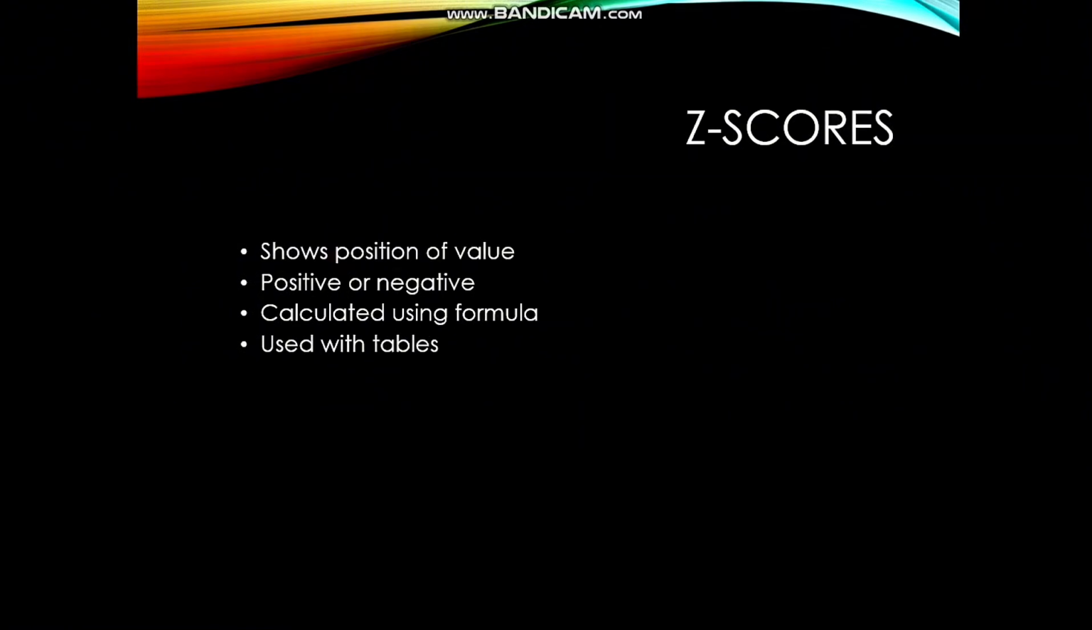To do this, we use the z-score. A z-score shows how far a value is from the mean in standard deviations. A positive z-score means the value is above the mean. A negative z-score means the value is below the mean.